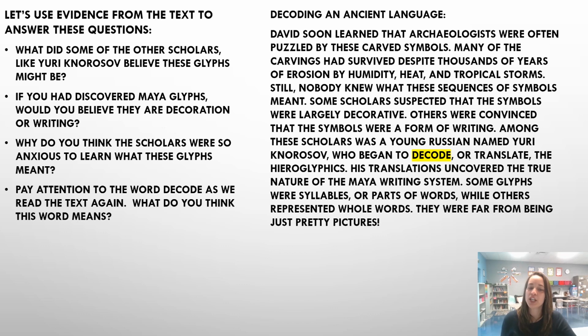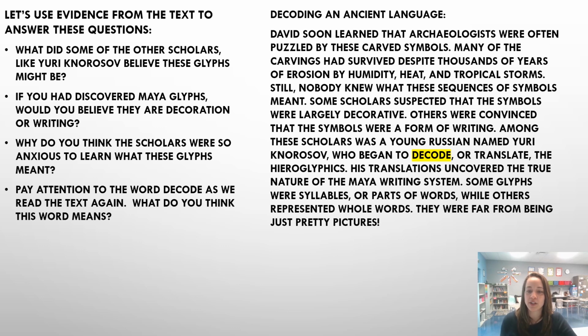Pay attention to the word decode as we read the text again. What do you think this word means? David soon learned that archaeologists were often puzzled by these carved symbols. Many of the carvings had survived despite thousands of years of erosion by humidity, heat, and tropical storms. Still, nobody knew what these sequences of symbols meant. Some scholars suspected that the symbols were largely decorative. Others were convinced that the symbols were a form of writing.